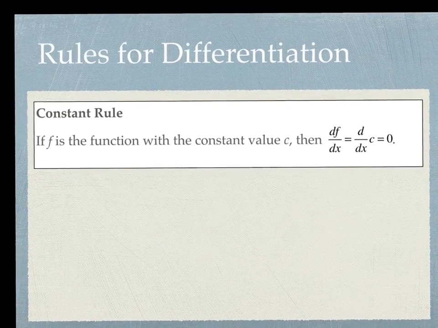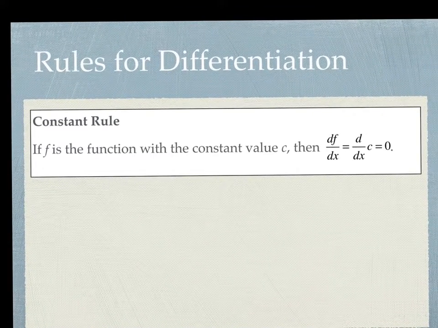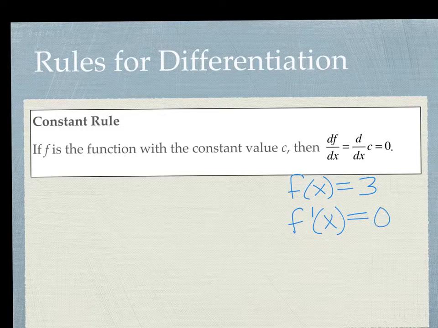This, first of all, is the constant rule. Okay, so this is a pretty important rule. It states that the derivative of a constant is 0. So, for instance, if I tell you that f of x is 3, then f prime of x is 0.